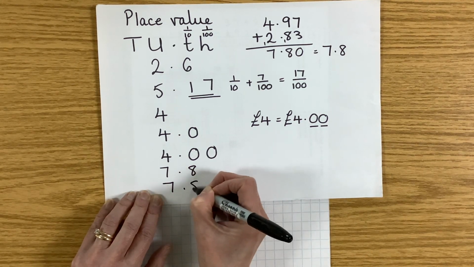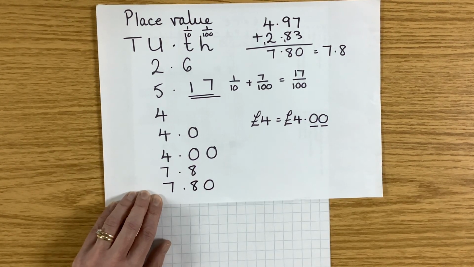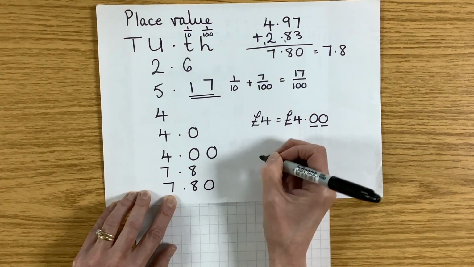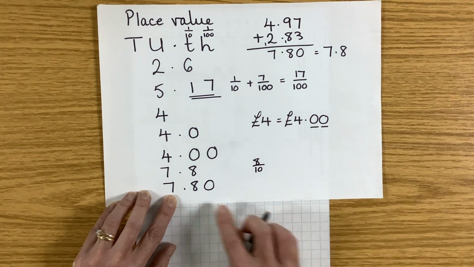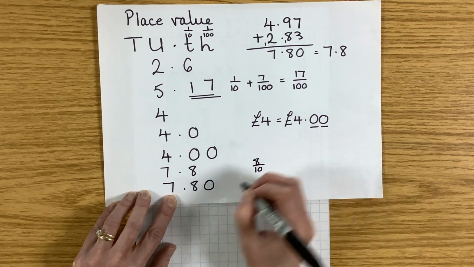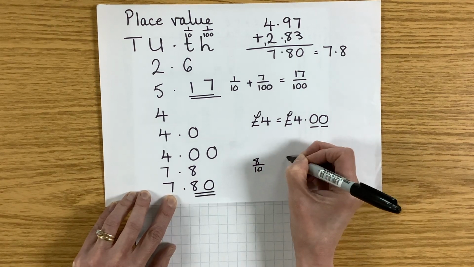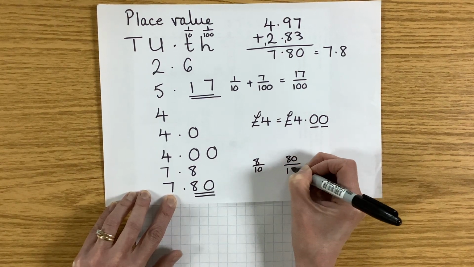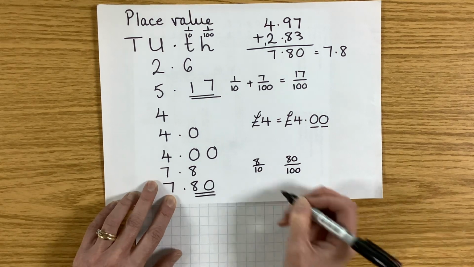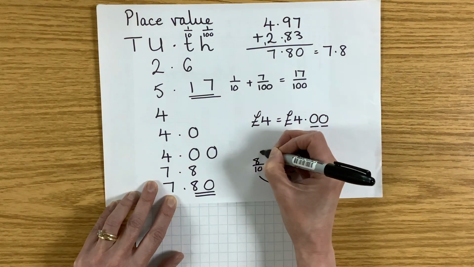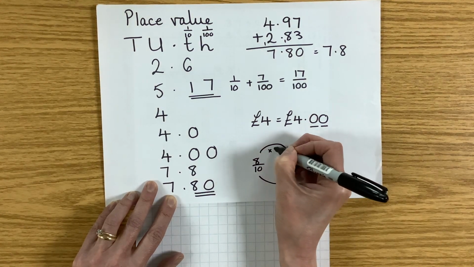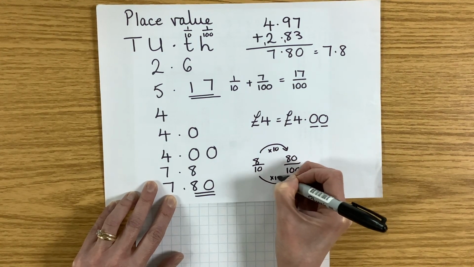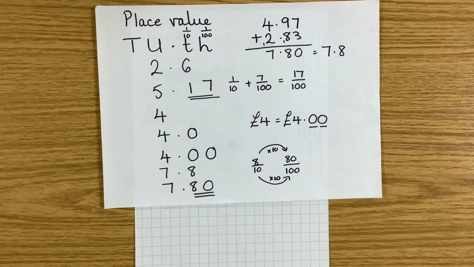7.8 and 7.80 are exactly the same as each other. Because 7.8, the 8 means 8/10. In 7.80, if I look at the 8 and the 0 together, that becomes 80 hundredths. And we know from what we did in equivalent fractions way back in the first term that 8/10 and 80 hundredths are exactly the same thing.